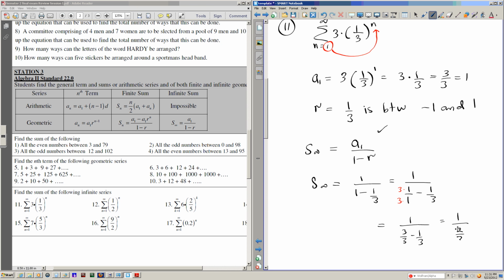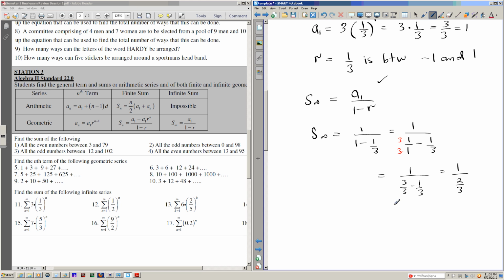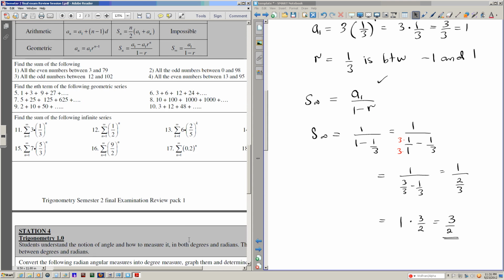which is 2/3. All right, so to do this, you just drop, change, flip: drop the top to 1, change the division to times, and then flip the bottom to 3 over 2. Multiply across, your final answer will be 3 over 2. Okay, so there you have it.